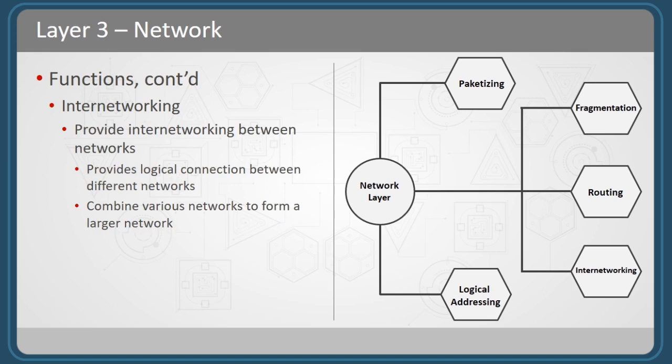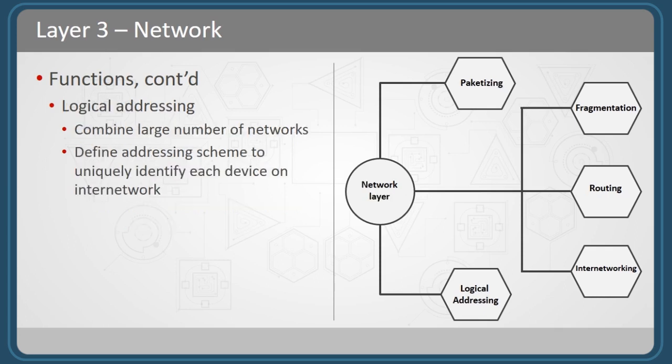Internetworking, of course, provides the capability for one network to communicate with another one. So it provides that logical connection between different networks. And again, the internet is the best example of that. And we can also combine various networks to form a larger network. Within fairly large environments, they will typically subnet their networks into smaller units, but at the same time, those smaller units combine to form a larger network.